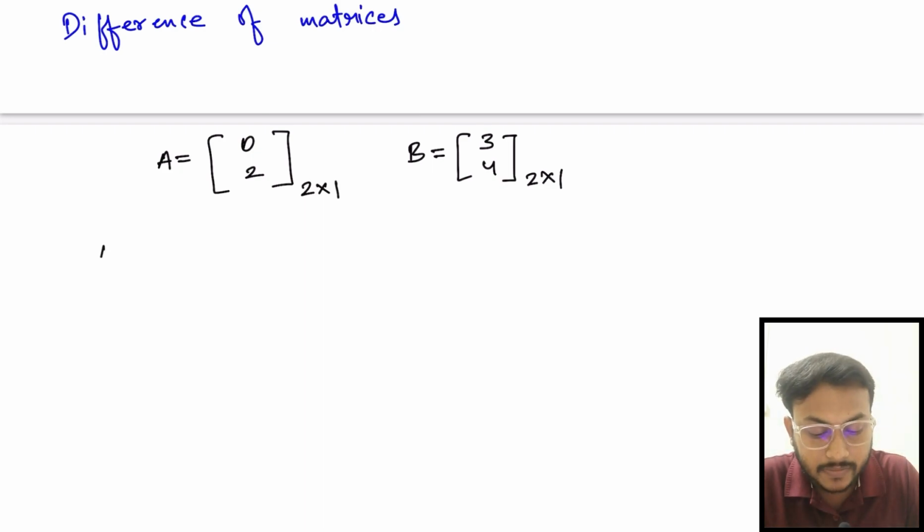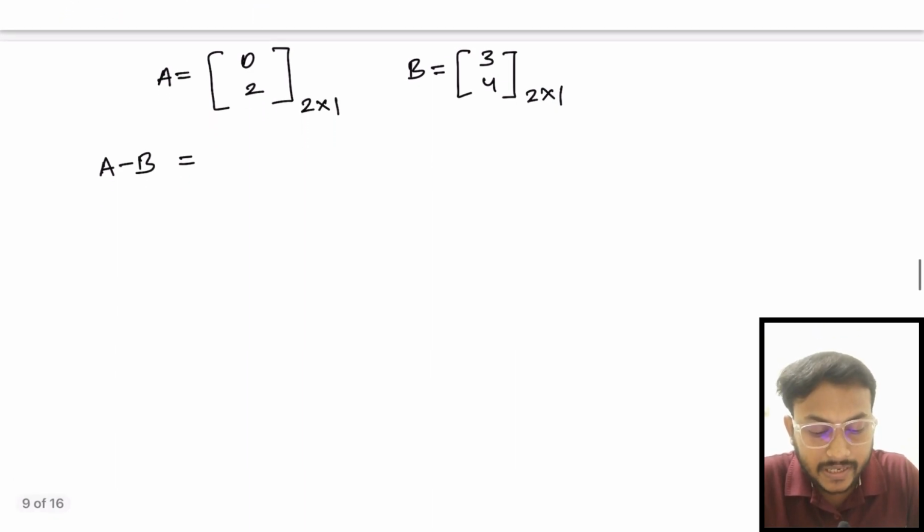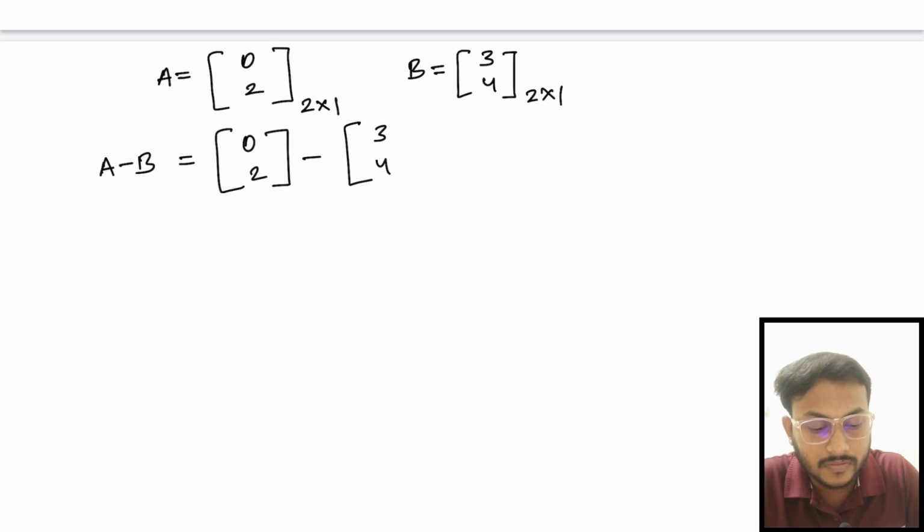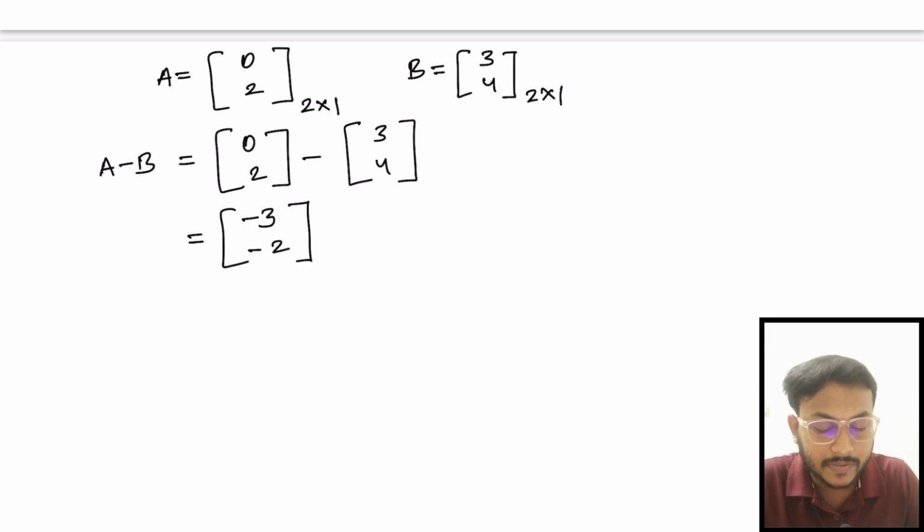Now we have to find A minus B, which is the difference of matrices A and B. So A minus B is basically 0, 2, which is matrix A, minus matrix B, 3, 4. Similarly to what we did for addition of matrices, the same procedure we have to follow for the difference of matrices. The difference is that we just have to subtract the corresponding elements. So we subtract 0 and 3, and we get minus 3. Then 2 minus 4, we get minus 2. So this is how you find A minus B.